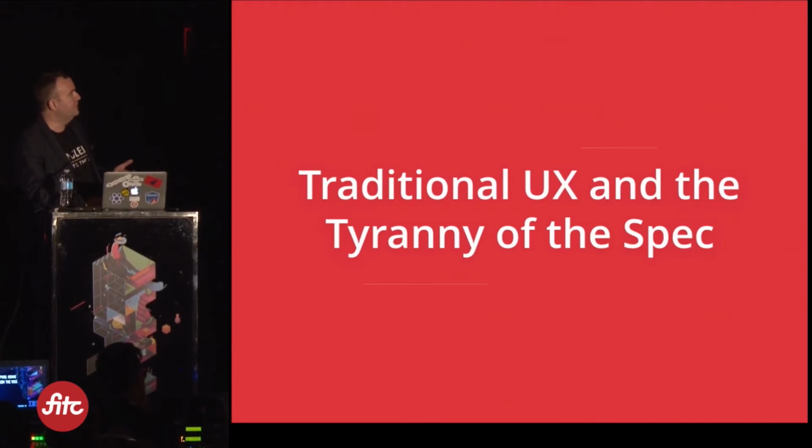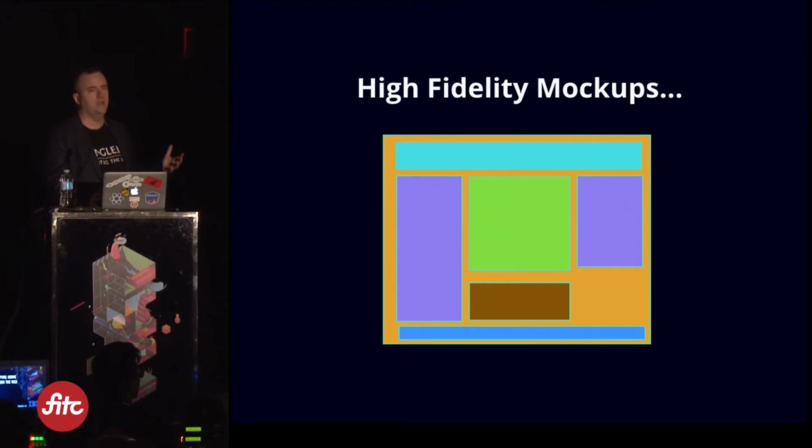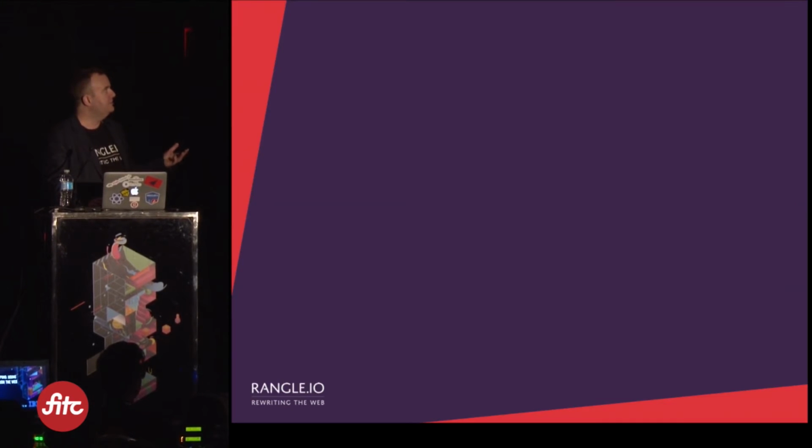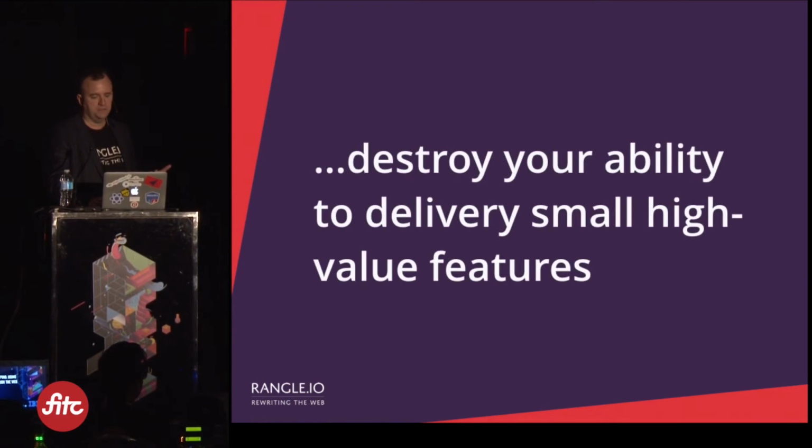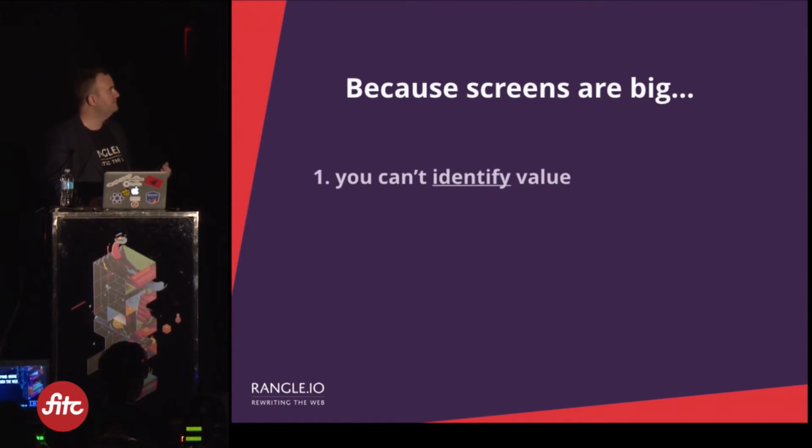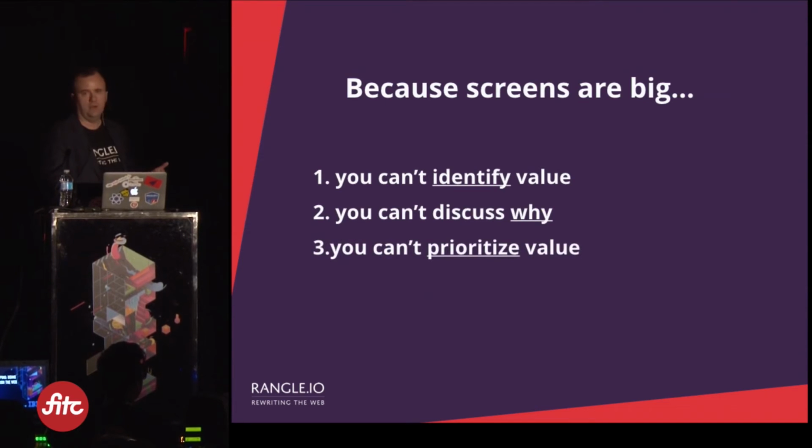So traditional user experience and the tyranny of the spec is that you have a mock-up. You have to say, what are we going to build? This is it. You get a sign-off on that. From this, it's very hard to actually deliver units of value because you're focused on screens. It destroys your ability to deliver small, high-value features. It's replacing conversations. It's replacing value being delivered. Screens are big. You can't identify the value in the screen. You can't discuss why you're building it, and you can't prioritize value.